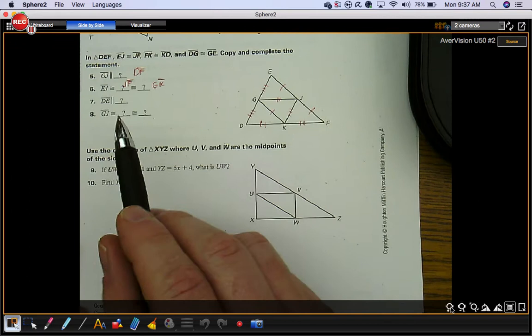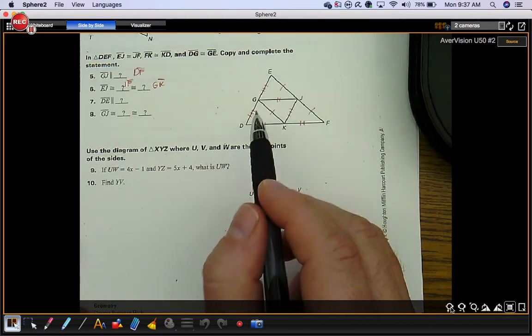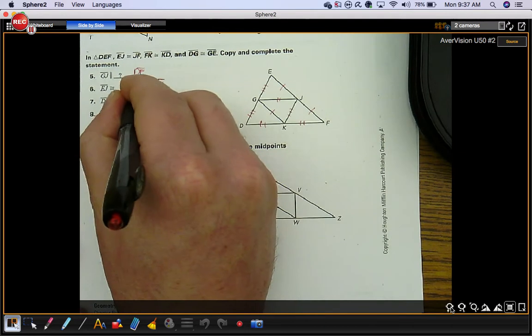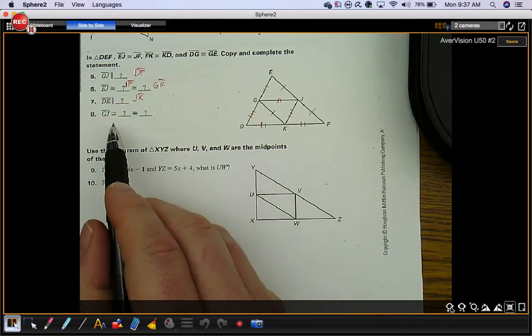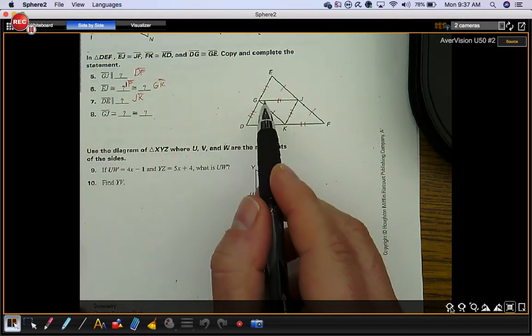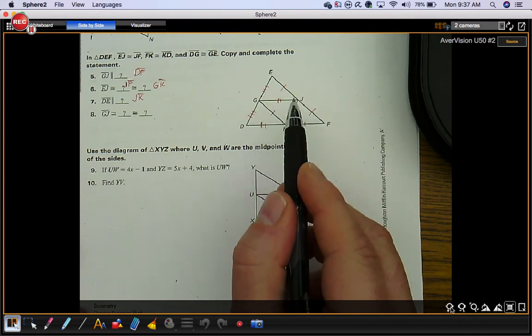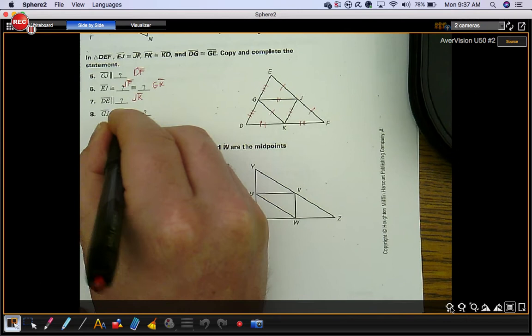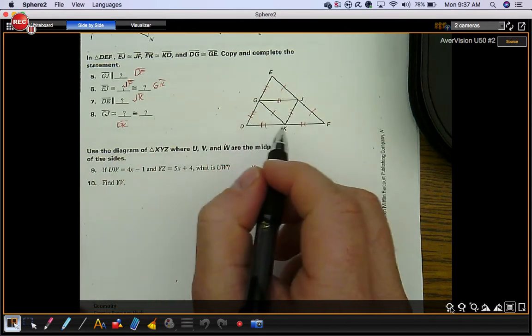Number 7, segment DE. What's it parallel to? Segment JK. Number 8, segment GJ is congruent to segment DK and is congruent to segment KF.